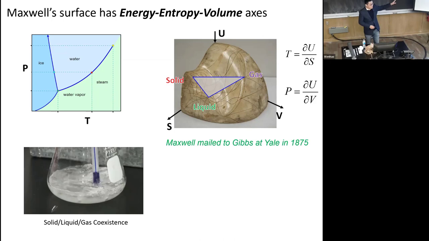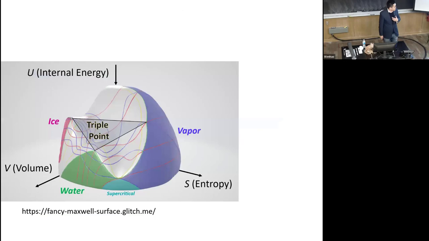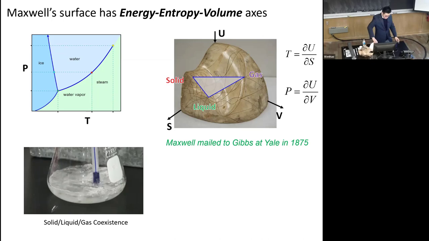Maxwell mailed this model to Gibbs in 1875. And then last year I emailed Yale and said, can you give me a 3D model of this? And so here it is. This is Maxwell's surface in 3D. We 3D printed the model, and I'll pass this around in a second. I'm going to explain what you're looking at.